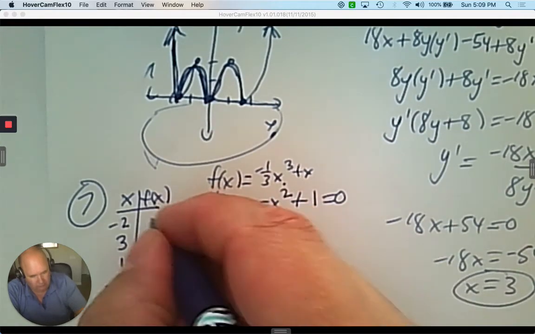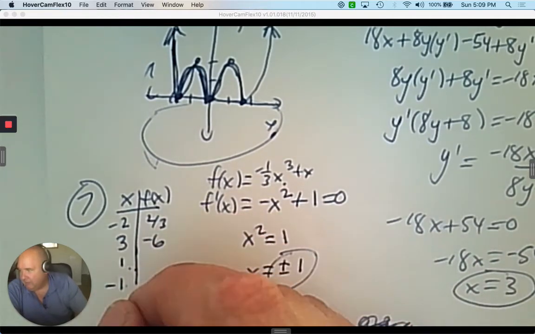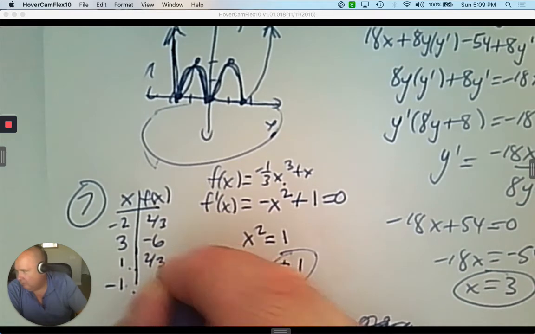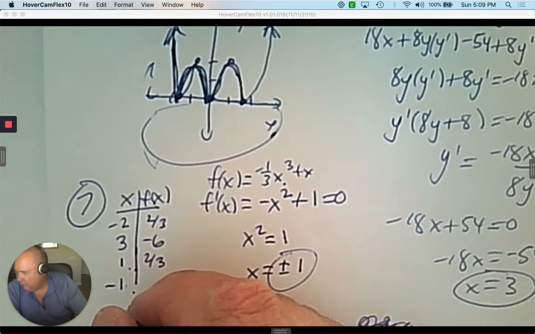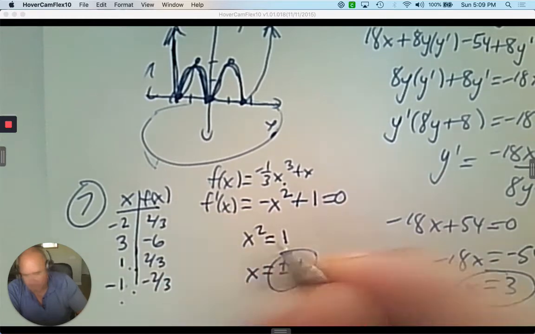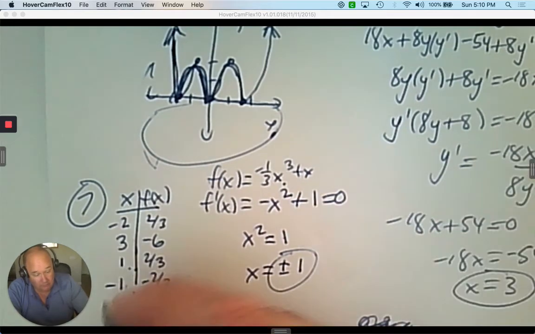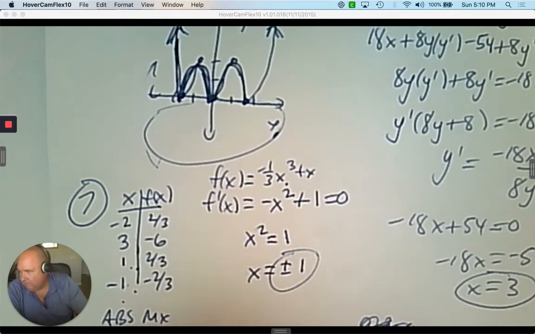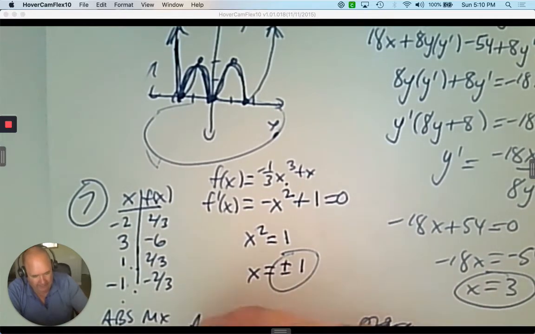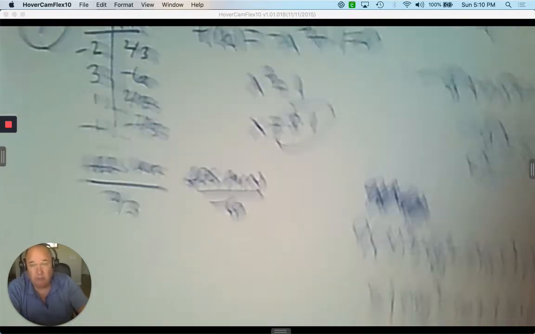So for -2, it's 2/3. For 3, you get -6. Sorry, -1 gives you -2/3. +1 gives you +2/3. -2 gives you +2/3. So if I'm asking for the absolute max, then that would be +2/3. If I'm asking for the absolute minimum, I'm looking for the y value that's the smallest, which is -6. So it's not a point.